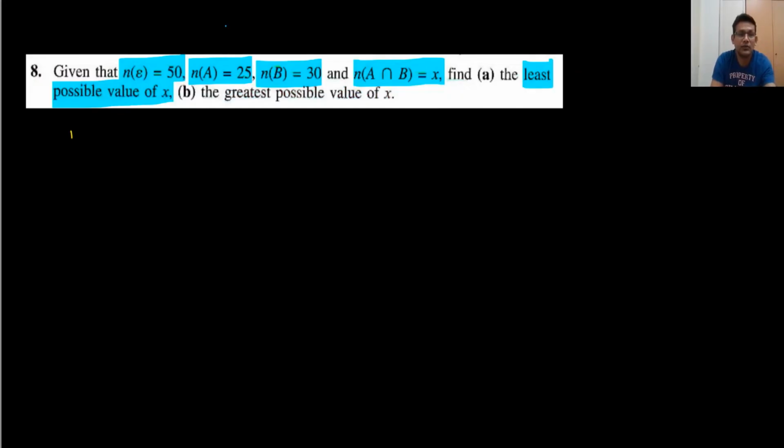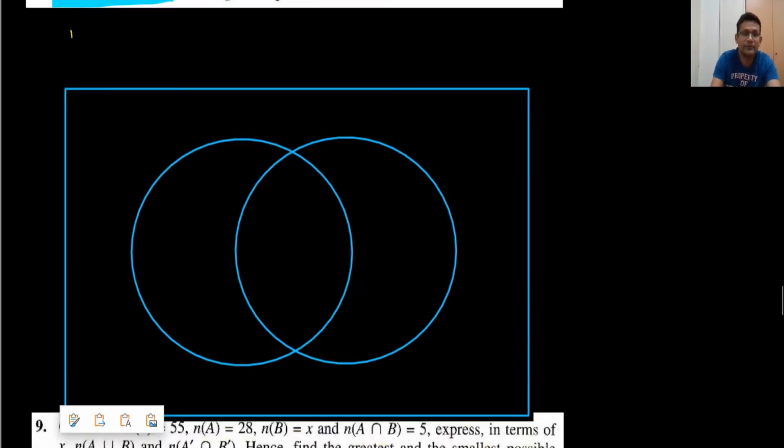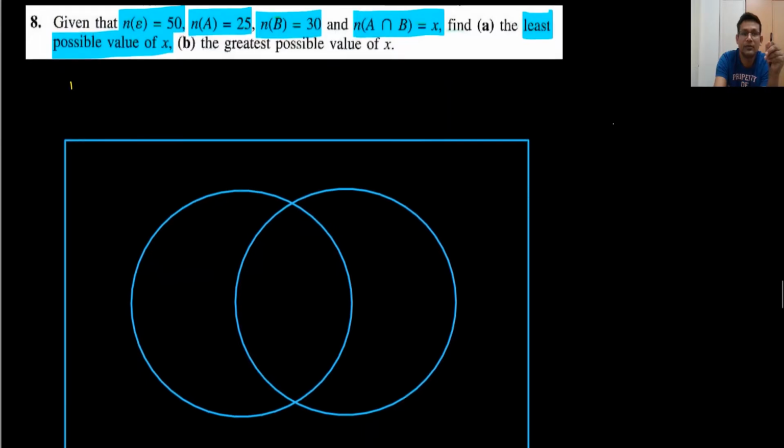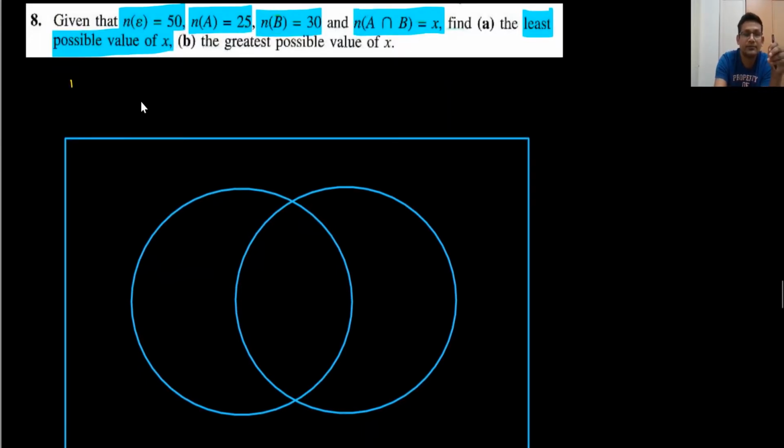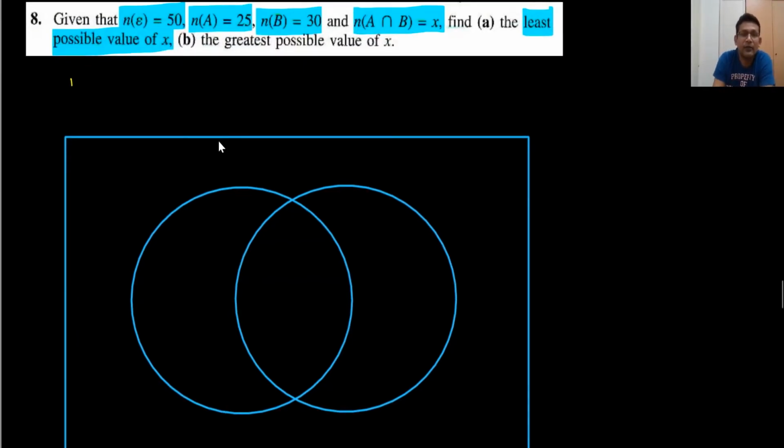First of all, I would like to draw the diagram, because we have to use this diagram to find the answer. I want to make this diagram a little small. In this question, I will write this is the universal set, this is set A, this is set B, and the position of x is in the middle. You can see A intersection B. The universal set has 50 members. In A, we have about 25 members.